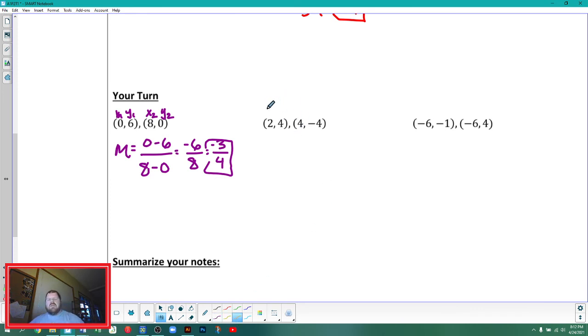Next one here. x1, y1, x2, y2. y2 is -4. I guess I need my m equals. -4 minus 4 over 4 minus 2. -4 minus 4 is -8. 4 minus 2 is 2. That's going to simplify down to be -4.